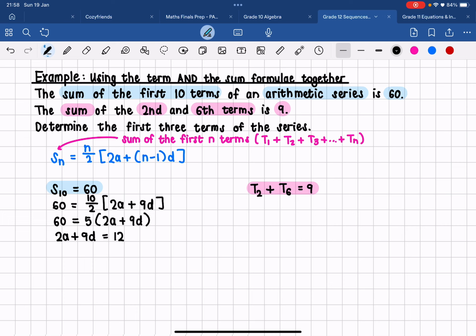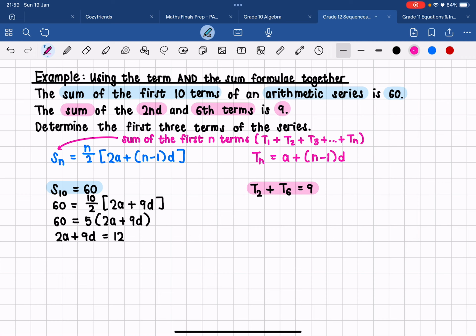But now, guys, you can probably already tell that we're going to have to do simultaneous equations here again. So I need to rewrite term 2 and term 6 using our variables, using our a and d. Now I'm just going to remind you, since we're working with term 2 and term 6, we need to work with our term formula.